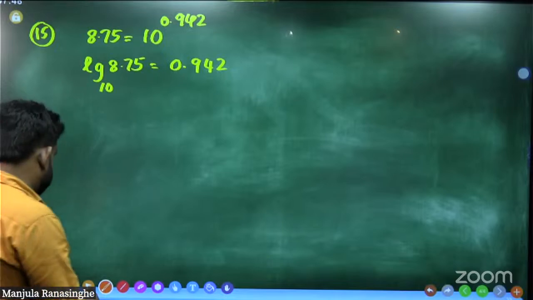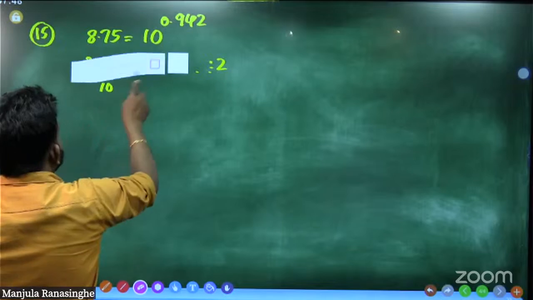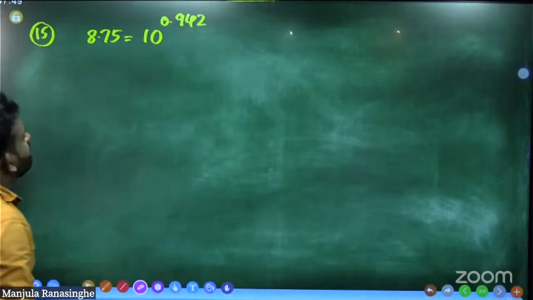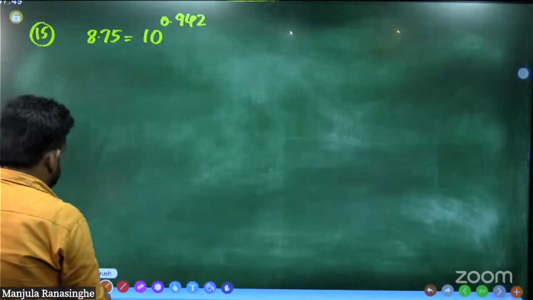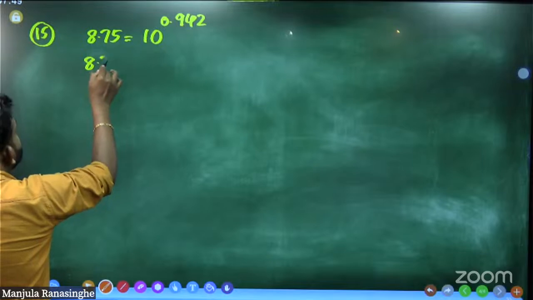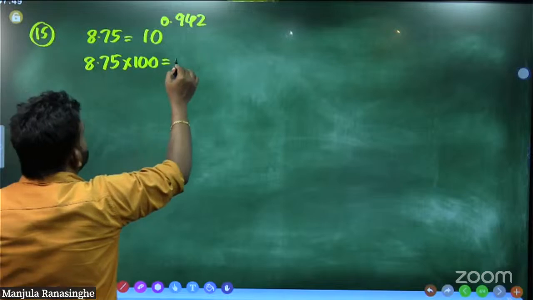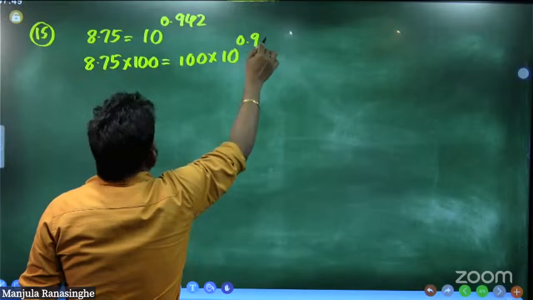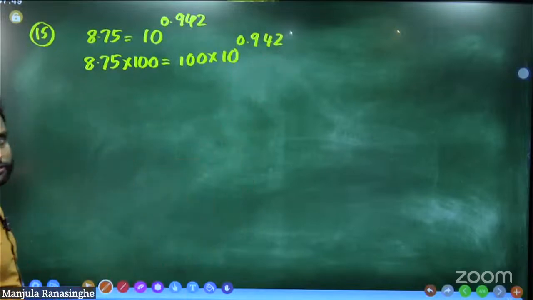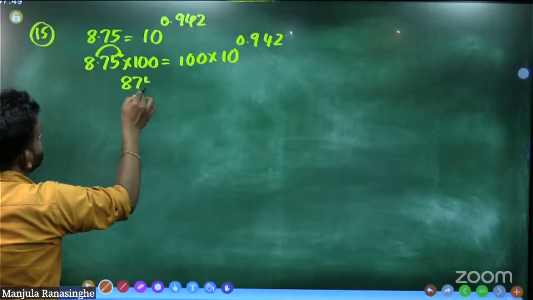So how to convert that one? 875 you need to build up, but here it is 8.75. So how to make 8.75 into 875? I multiply both sides by 100. You can multiply by the same figure. I multiply 100 here, and here I multiply by 100 into 10 to the power 0.942. Multiplying by 100 means the decimal point moves two places and creates 875.